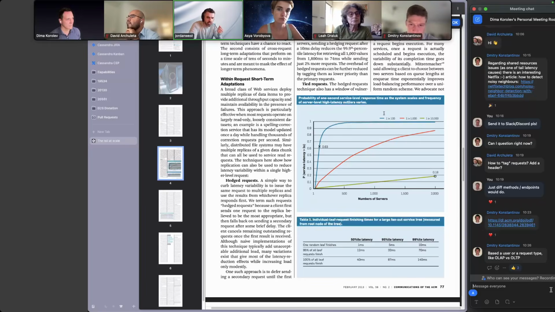Typically when you do hedging, you hedge to two: you do your primary request and then you hedge to your secondary request. It's rare that you would hedge a third time. So it's typically just two requests, so you're doubling the work in some cases. In the naive case, you're doubling the work all the time. Let's say we're all replicas. I get the request, I send it to Leah and Dima, and every single request I get, I just duplicate to everybody. That literally doubles the work and is a little bit naive.